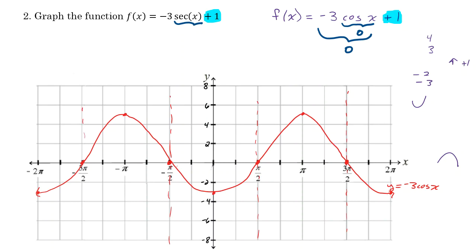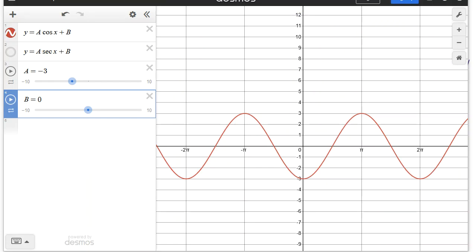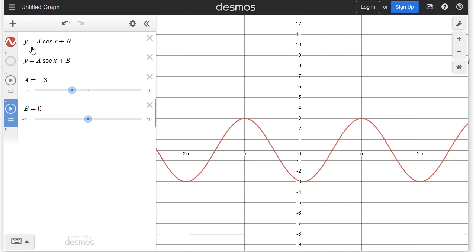Because once I shift it up 1, I'm going to have different x-intercepts, and those x-intercepts are not going to correspond to the asymptotes. Let me show you that visually using Desmos. Okay, so in Desmos here I've got a cosine x plus b. So for the problem that we were doing, our a value is -3: -3 cosine x plus b, and we just graphed -3 cosine x, so without a vertical shift.